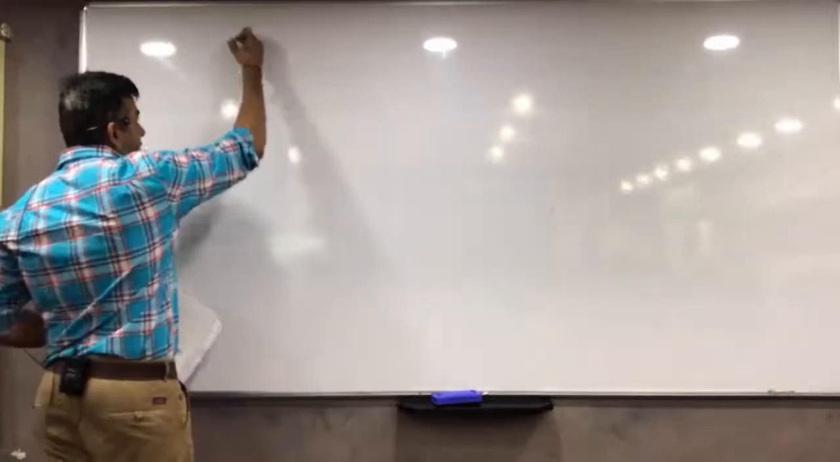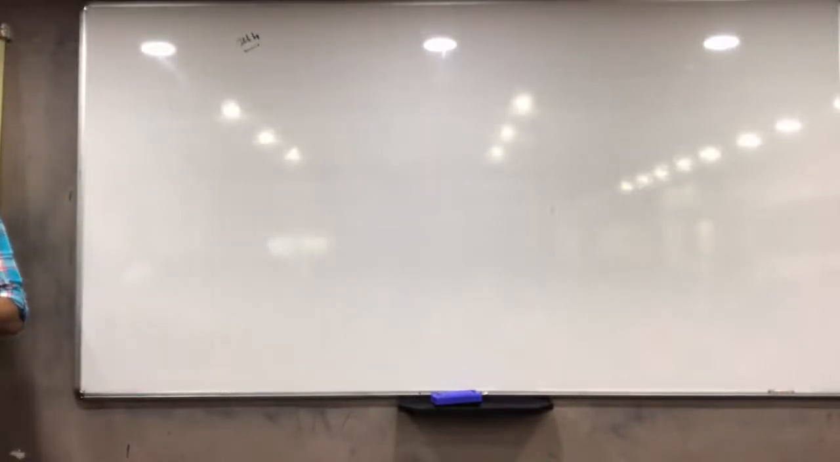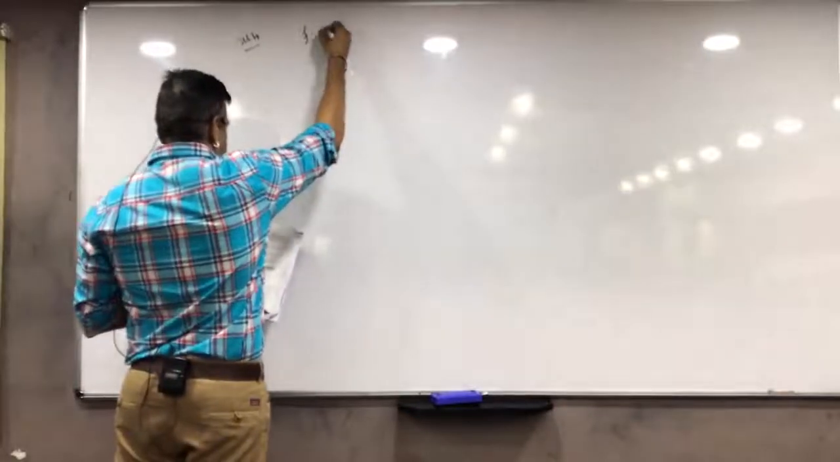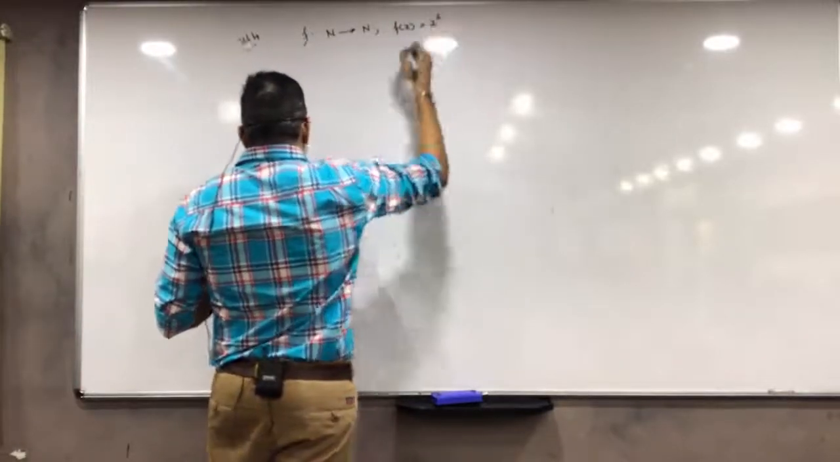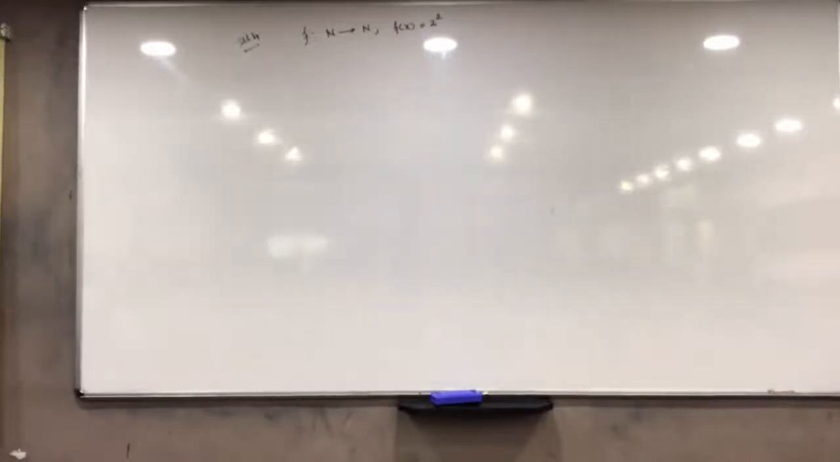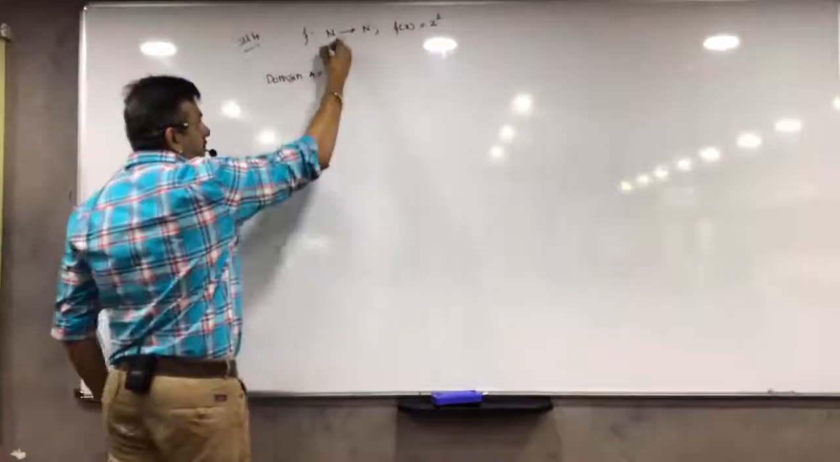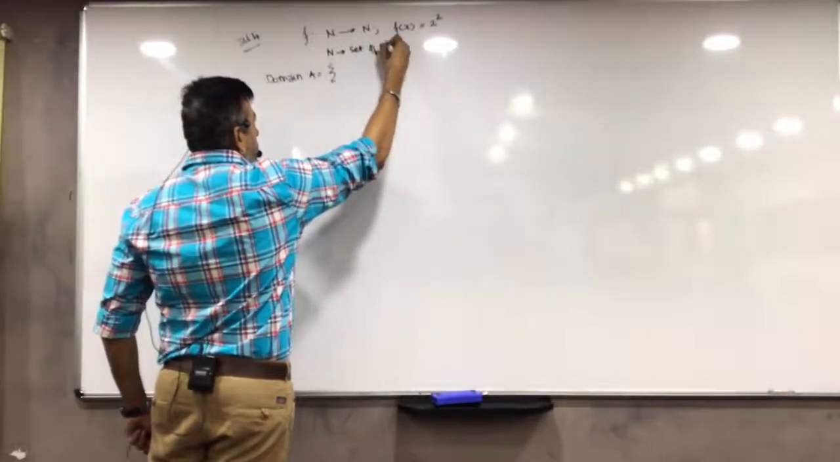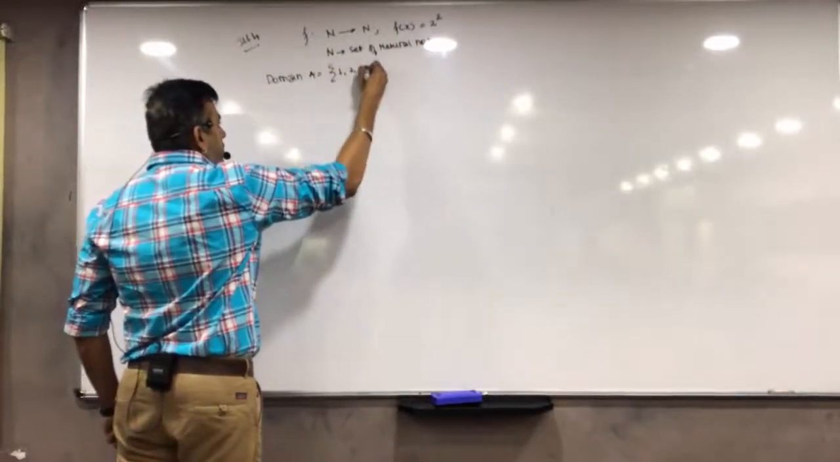Illustration 4. Pay attention, please. State the type of function f where f from set N to set N, f of x is equal to x square. Now, domain A is equal to, do you know what is N? Set of natural numbers. Don't forget to write this. So 1, 2, 3.